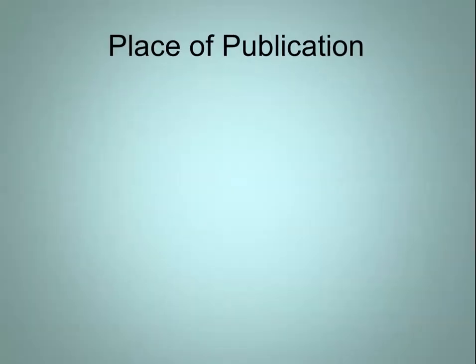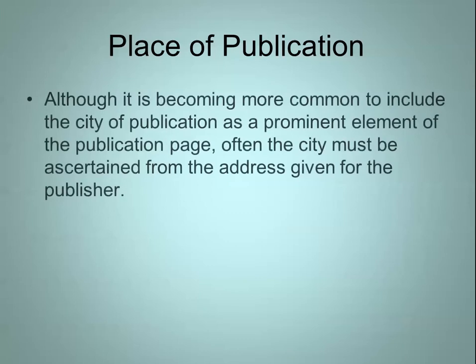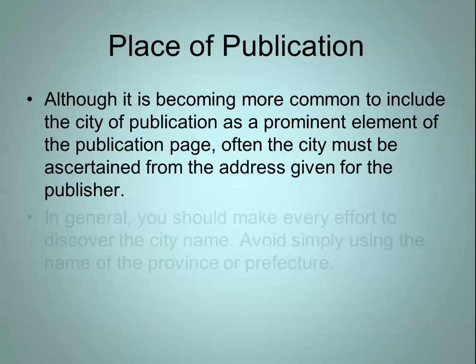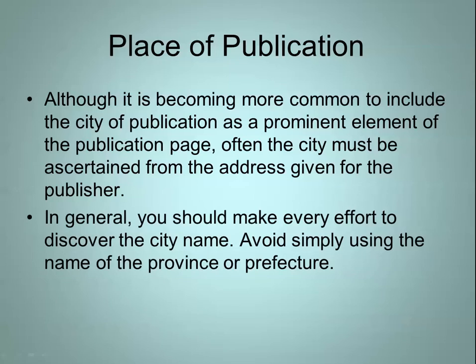How about the place of publication? Although it's becoming more common to include the city of publication as a prominent element of the publication page, usually right below the title, often the city must be ascertained from the address given for the publisher in the colophon. So it's not going to say, you know, Nihon no Dekishi and then at the bottom Tokyo. Instead, you have to go to the colophon to find that information.